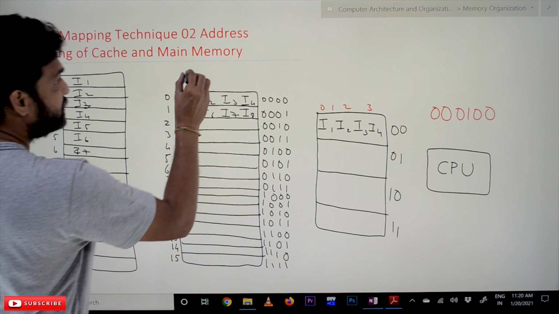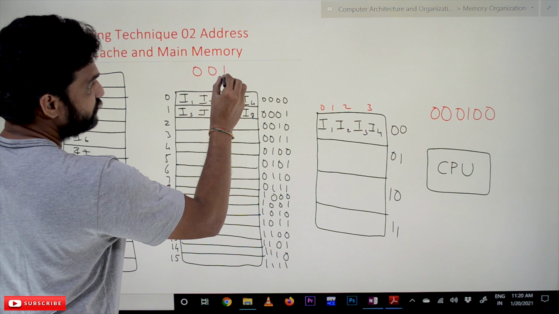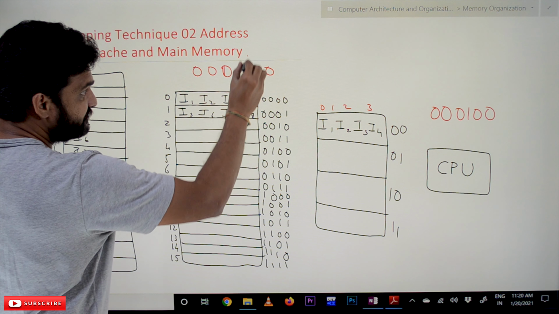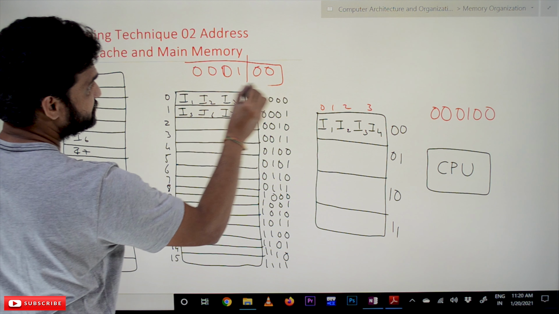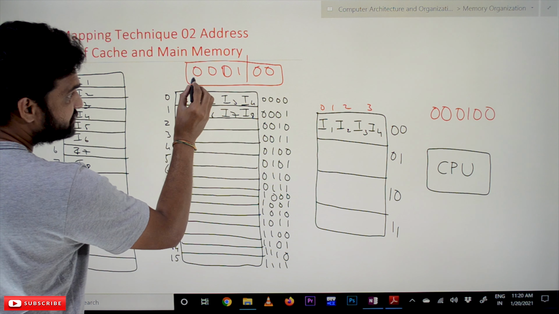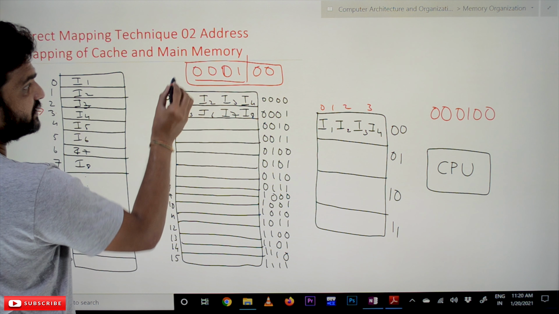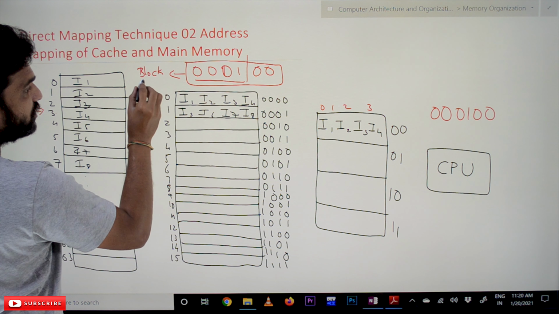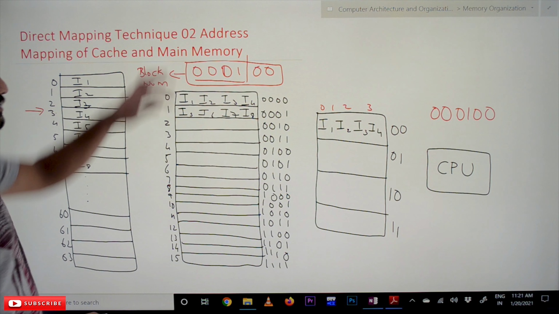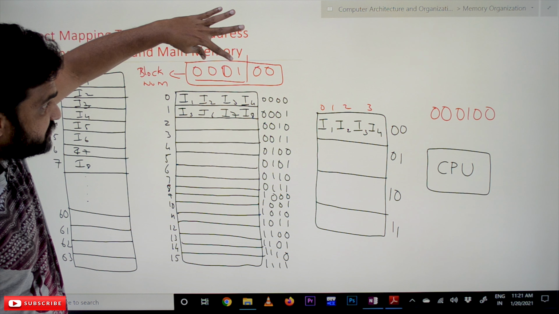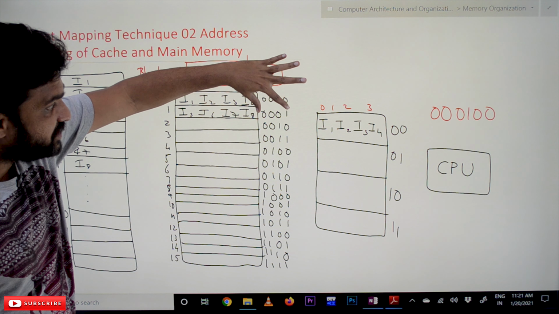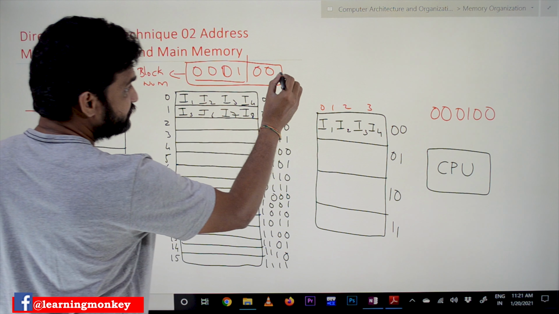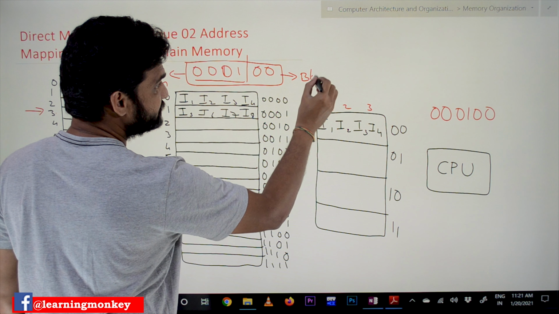The address is 000100. This entire 6-bit address is divided into 2 parts. This part is what we call the block number. This concept has already been discussed. With this part of the address, we can identify in which block the instruction is located. And this other part is what we call the block offset.